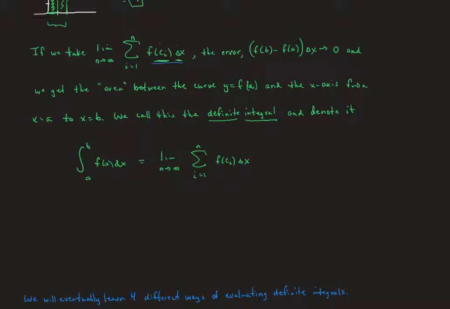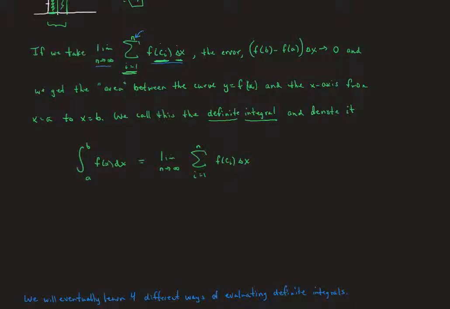So this f of c sub i times delta x represents the area of a rectangle under the curve, where the height of the rectangle is given by the value of the function at some point on that subinterval. It might be the left side, it might be the right side, it might be the midpoint, or as we'll see eventually, it could be just a random point in there. And then times delta x, the width of the rectangle. When you add all of those up, that becomes a Riemann sum, and an approximation to the area under the curve. It's an approximation as long as that value of n is finite.